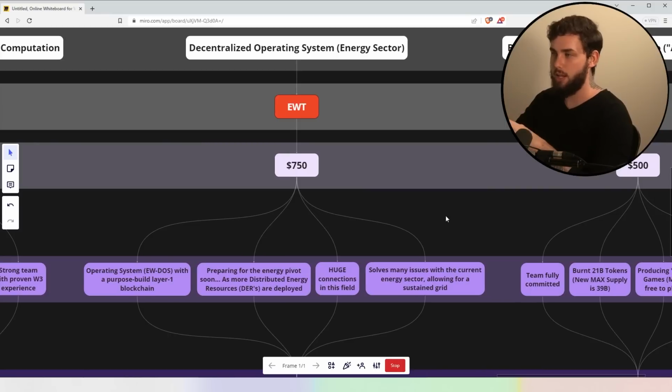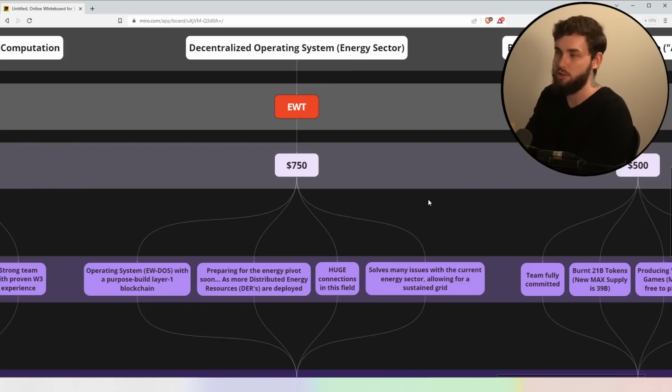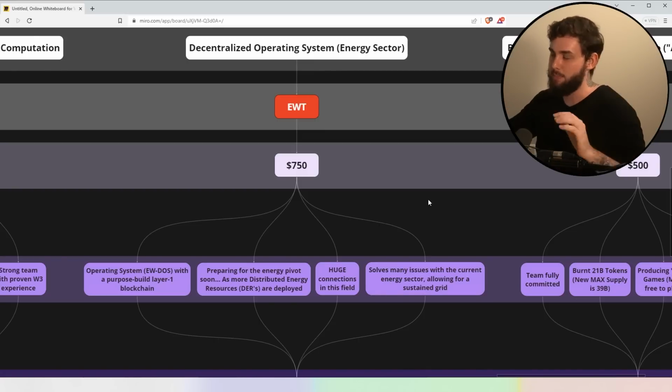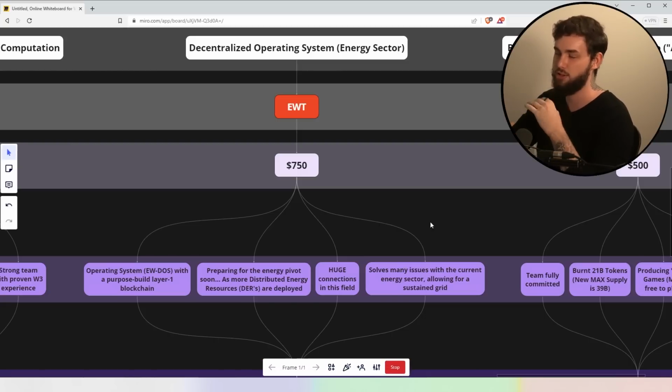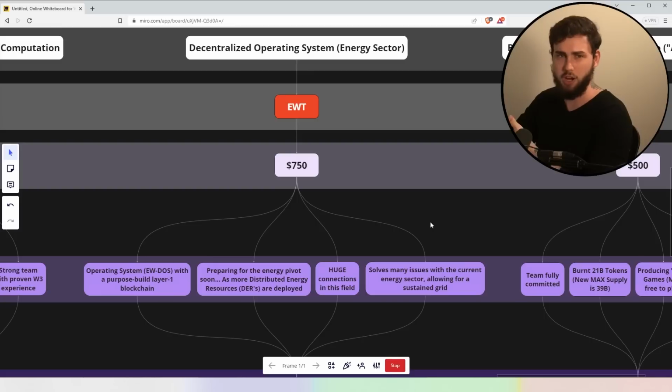Next, we have EWT, or Energy Web Token. These guys are a decentralized operating system, but in the energy sector. So they've created a part of their decentralized operating system stack, their own blockchain, and these guys have gigantic partners. I mean, all of these projects really do, and I don't want to emphasize just EWT here, but it's just amazing, right? Because they're a very low market cap. So I'm putting $750 in this bad boy.